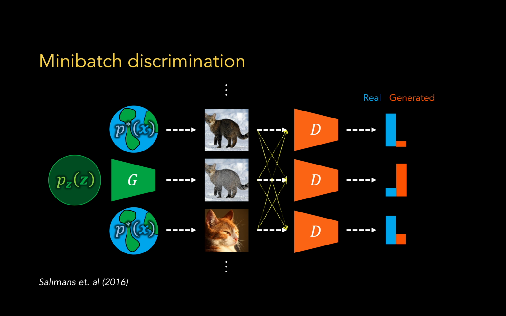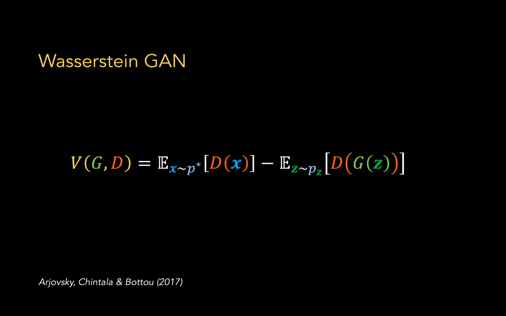and so this reduces the effectiveness of the strategy of just producing one output, even if it is highly realistic. Yet another approach is the Wasserstein GAN, which is an alternative GAN framework introduced to address problems such as mode collapse and training instability. But that's beyond the scope of this video.